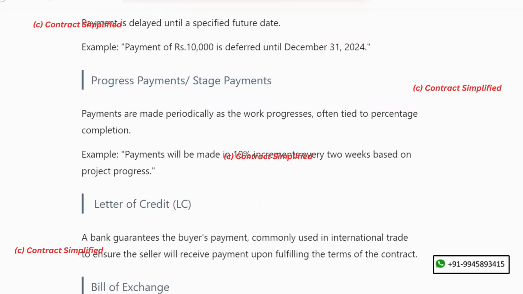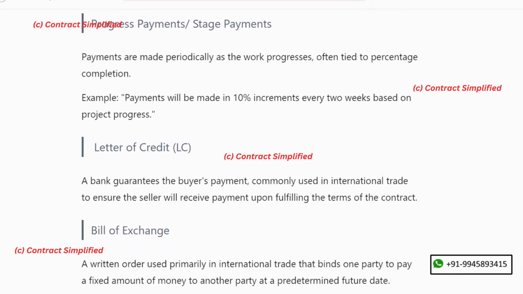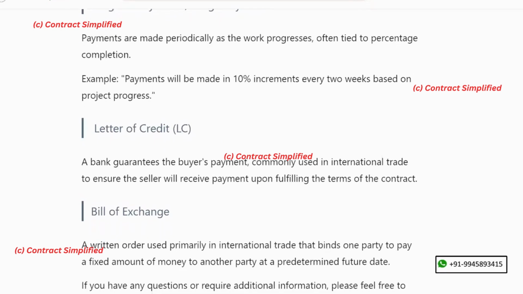Progress payments or stage payments. Payments are made periodically as the work progresses, often tied to percentage of completion. Example, payments will be made in 10% increments every 2 weeks based on the project progress.